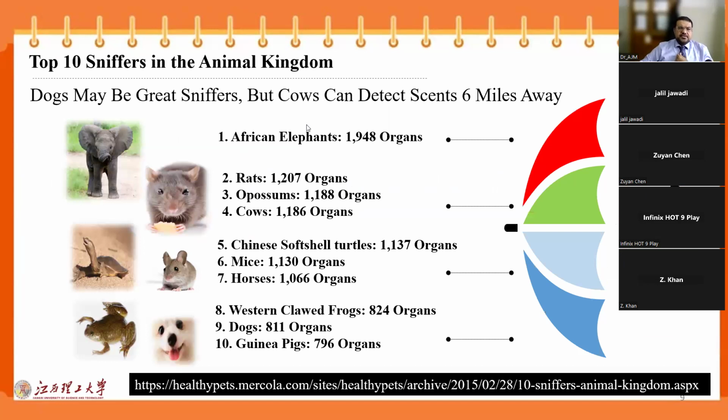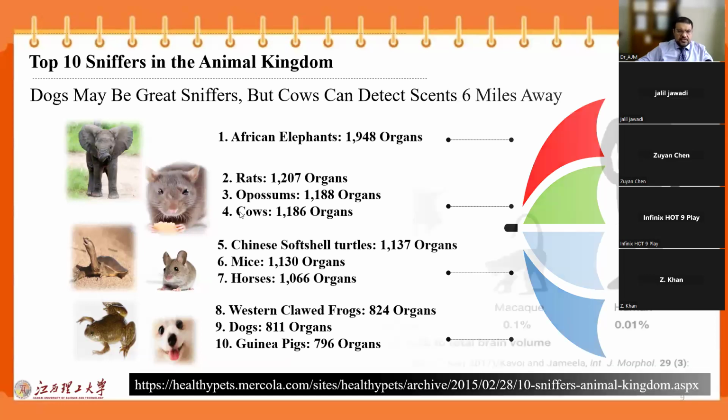Then this sense of smell in nature is also very famous and works with different creatures. For example, African elephants have 1,948 genes to smell and use their sense of smell. Rats have 1,207, cows, for example, have 1,186, some turtles have 1,137, and dogs even have 811.